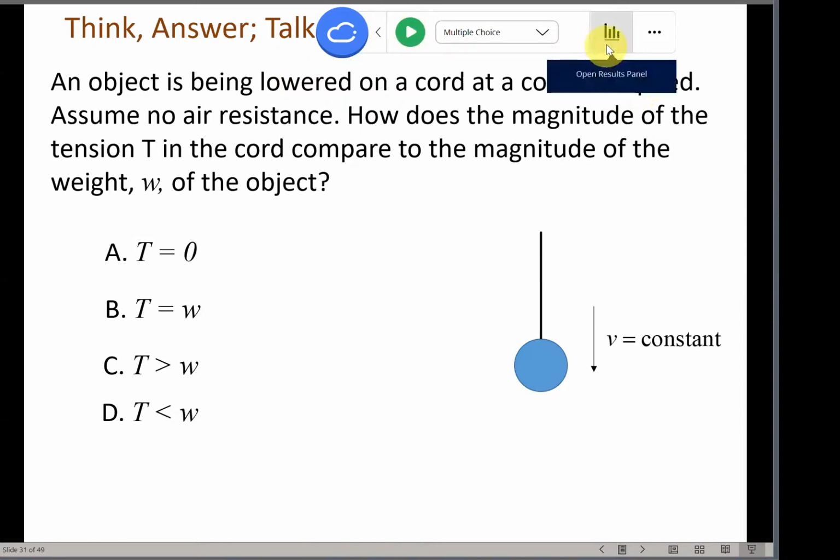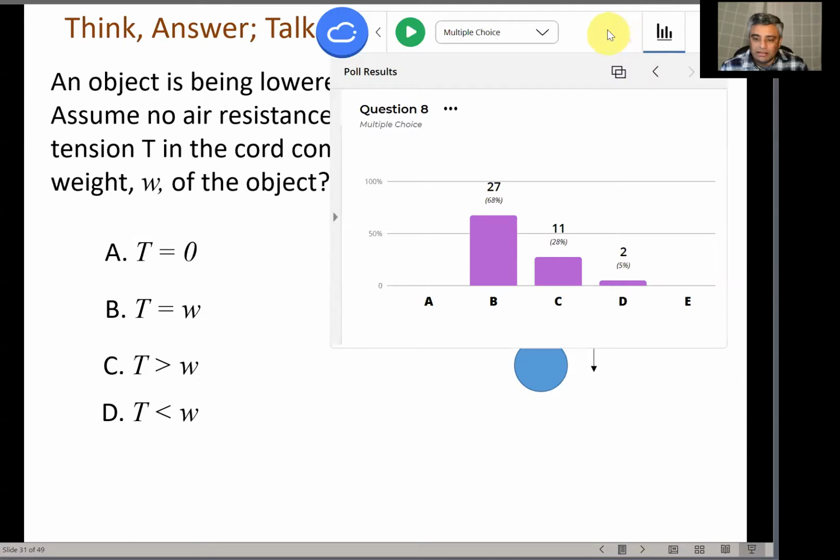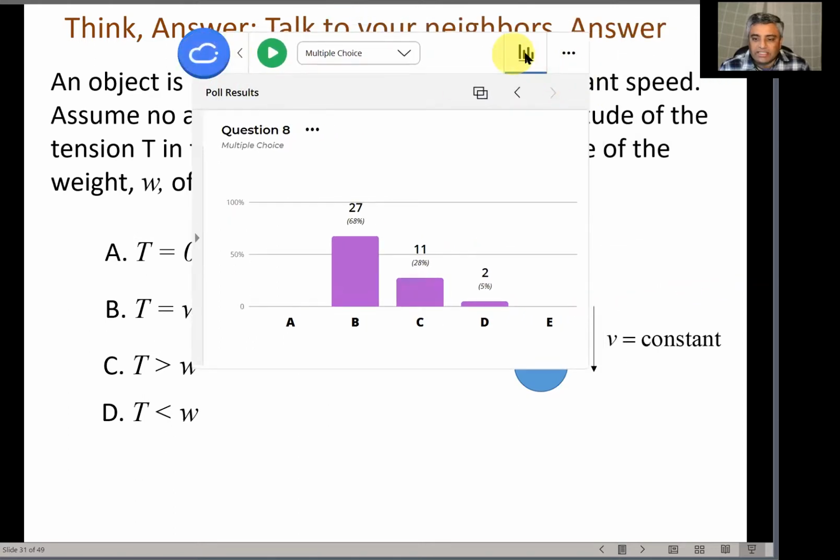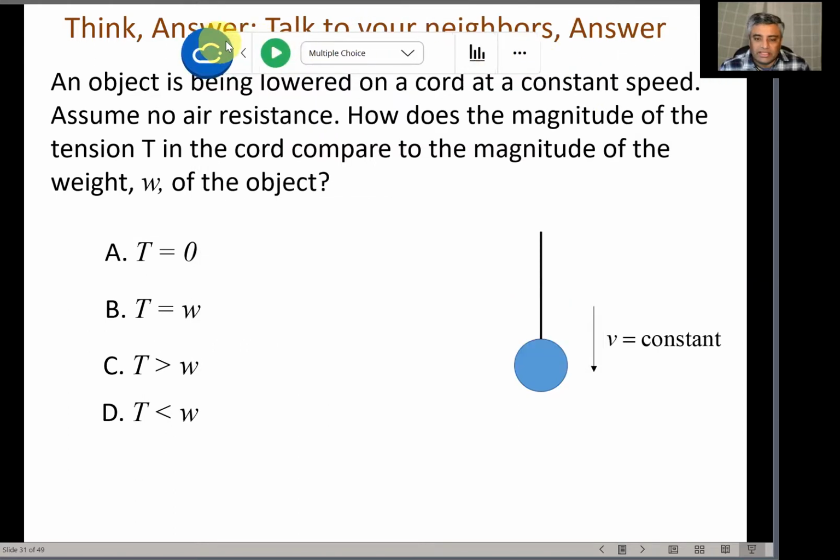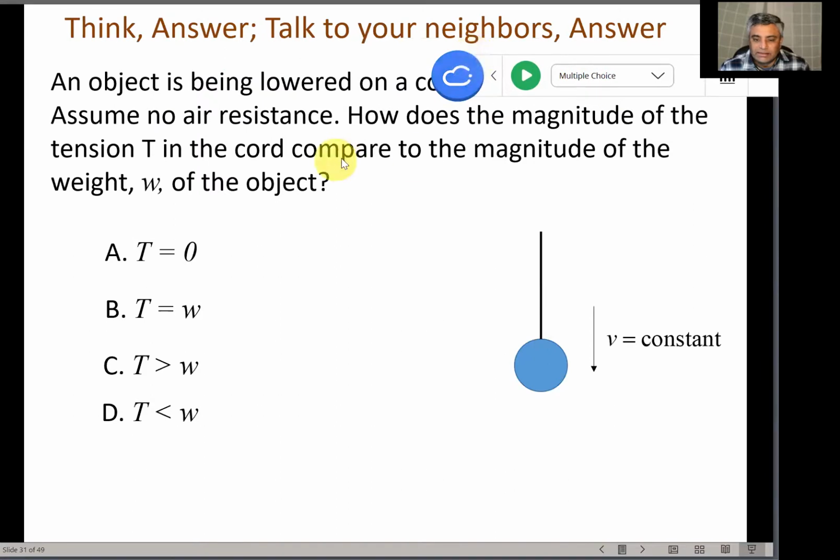Okay. Are you guys ready? Okay, so we got no A, but B, C, and D. So mostly B, then some C, and some D. Okay. So how many forces are acting on this object here? Again, two forces, right?